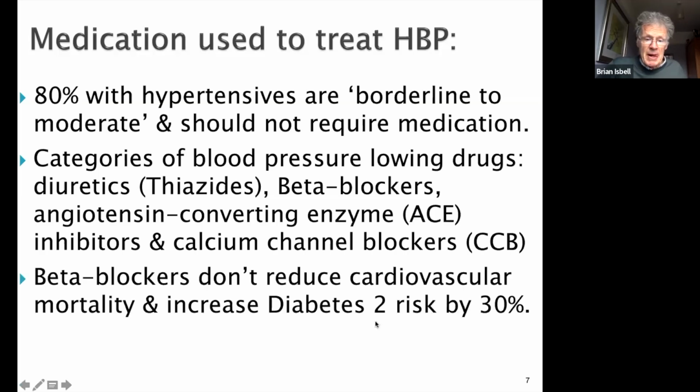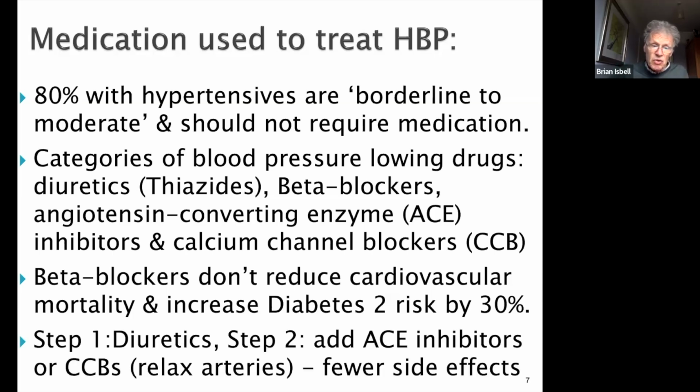particular drugs. The thing about beta blockers, they're not getting such good publicity as the other types. Why is that? That's because they don't seem to reduce cardiovascular mortality, and there does seem to be an increase in type 2 diabetes risk. The increase in risk is 30%, so it's quite significant. So beta blockers, although they're still quite popular, there is some reservation about them in terms of the mortality and developing type 2 diabetes.